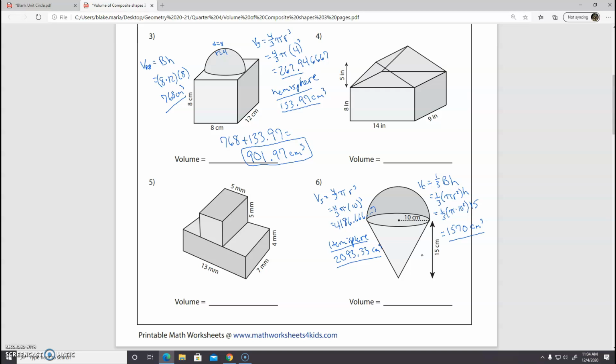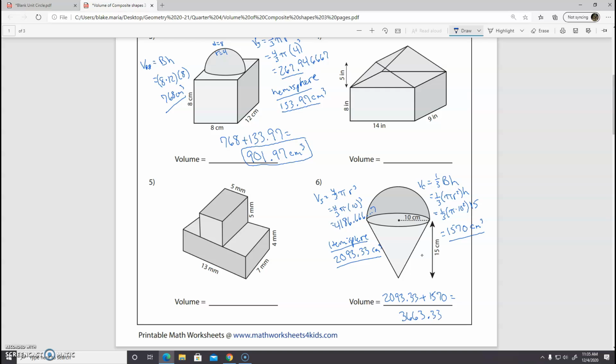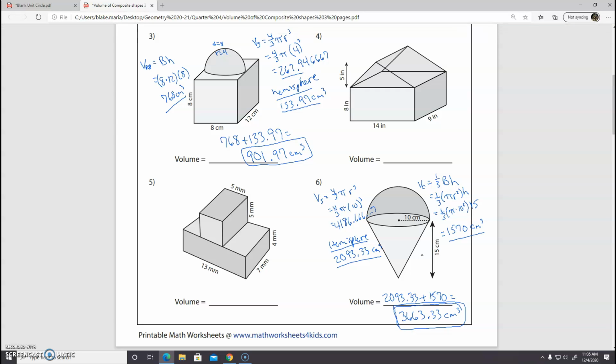So I have my hemisphere, I have my cone, now I just got to add them up. So 2,093.33 plus 1,570 is 3,663.33 centimeters cubed. And that is the one I want to box in because that is my final answer.